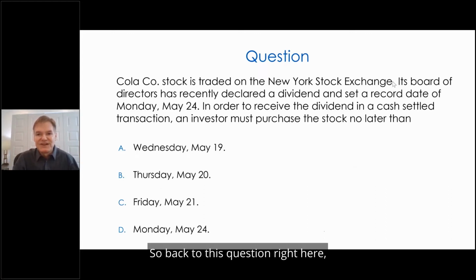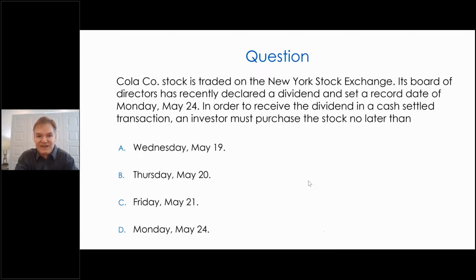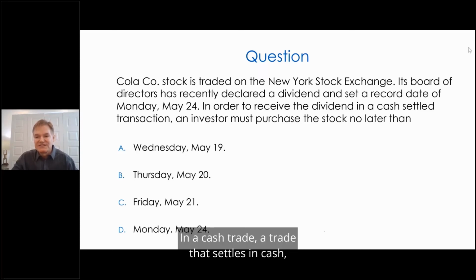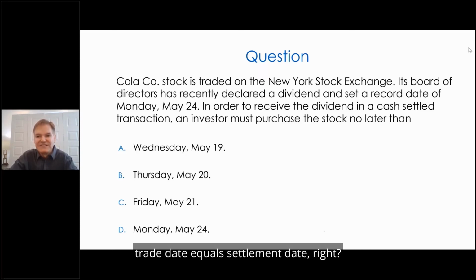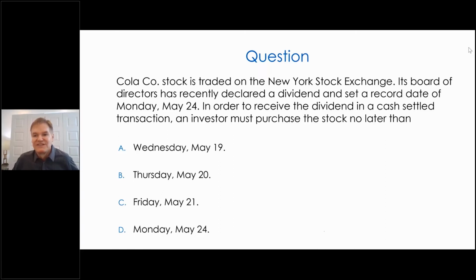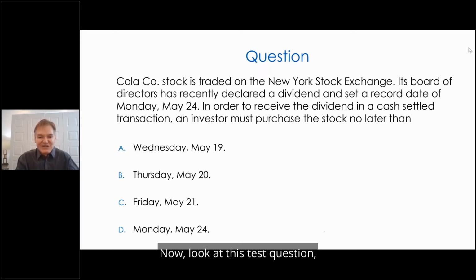So back to this question right here. In order to receive the dividend in a cash settled transaction. Oh, this is a cash settled transaction. So remember what that means. In a cash trade, a trade that settles in cash, trade date equals settlement date, right? Is everybody comfortable with that? Give me a yes or a no. Trade date equals settlement date for a trade that settles in cash. All right, good, everybody. Now look at this test question.